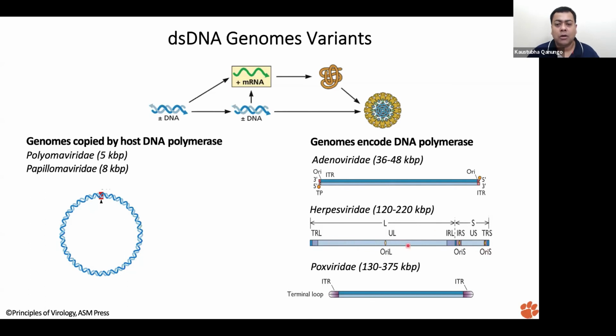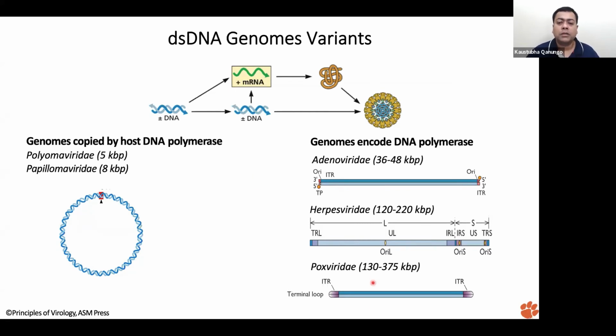L or S means which segment it is in. So this is your UL segment, and this is your US segment, large and small. But this is a double-stranded DNA and only a single strand has been shown. Remember that it is a double-stranded DNA genome, which is not shown like this here.